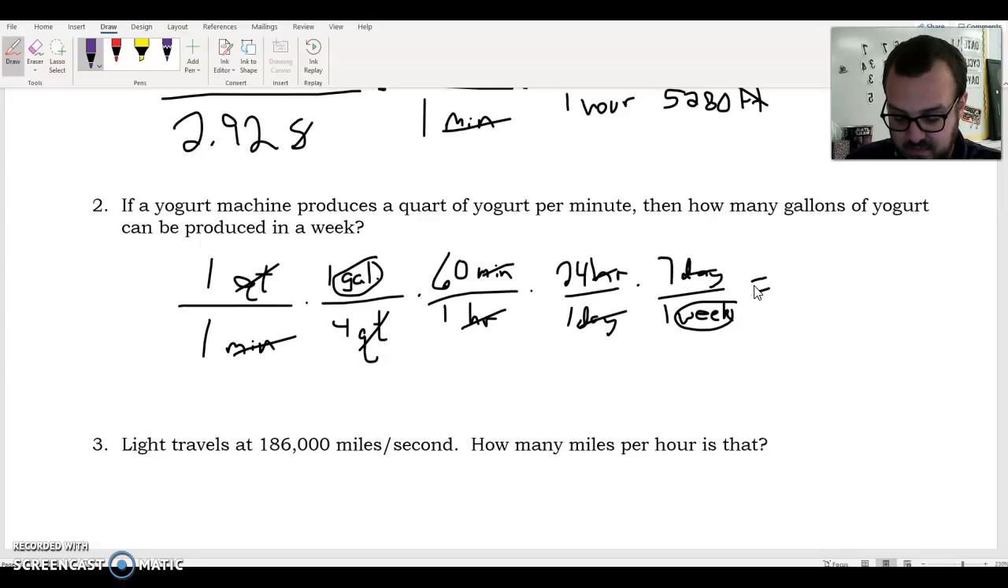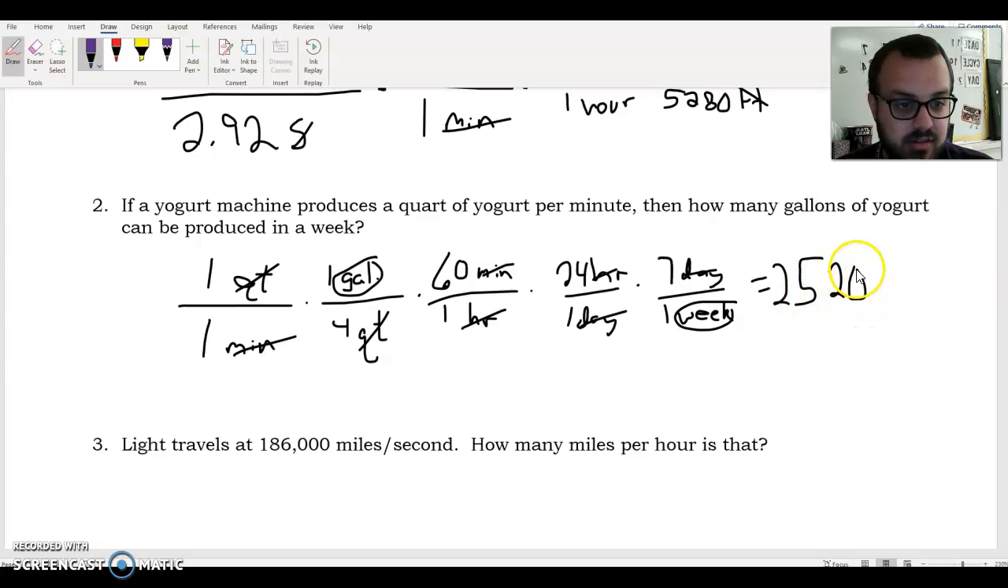And that's going to be divided by, and I'll put this in parentheses as well, 4 times 1 times 1 times 1. It's really just divided by 4, okay? And I'm going to get 2,520 gallons per week. Go to WK for week, okay?